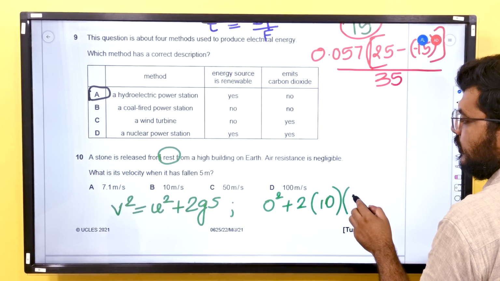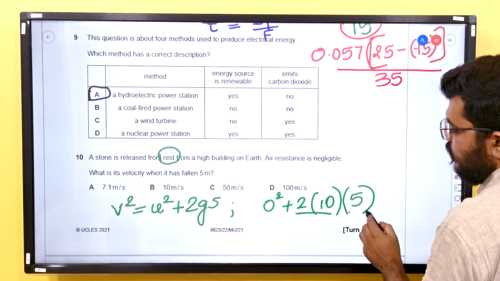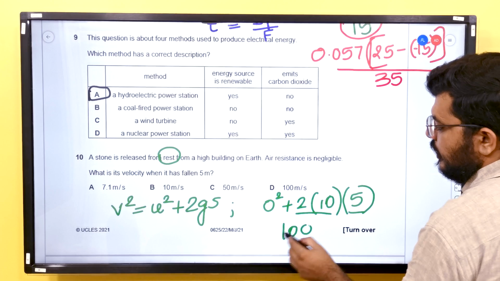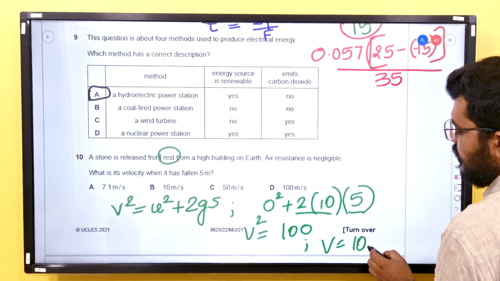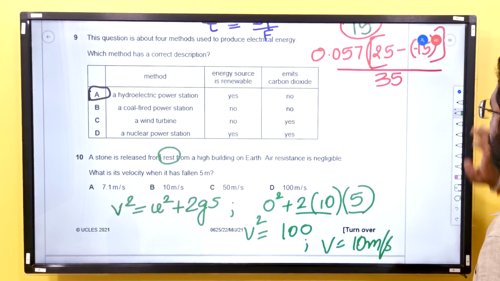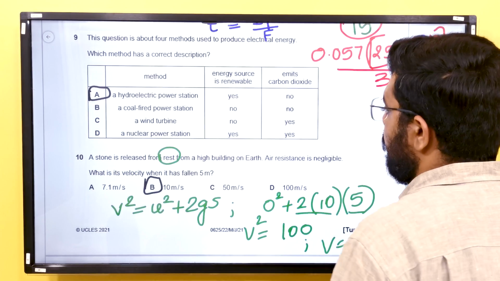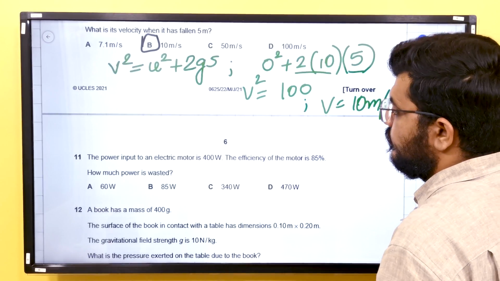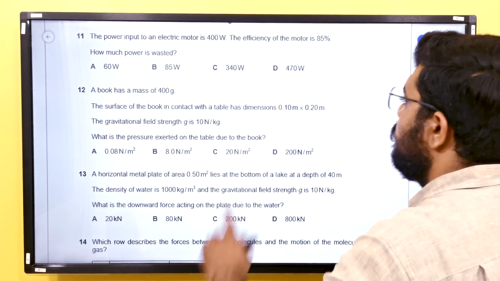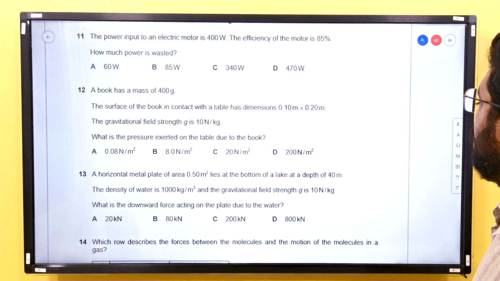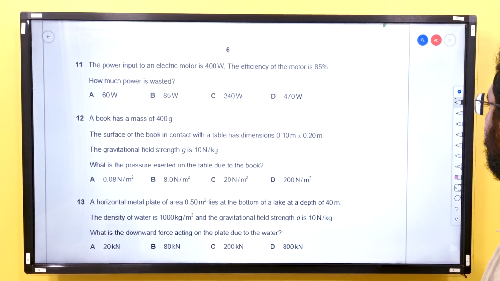What is the displacement? They are saying that the displacement is 5 meter. So 2 tens are 20, 20 fives are 100. Right? So V square is equal to 100, or we can write V is 10 meters per second. Let's find an option. Option B, 10 meters per second is your correct answer. Question number 11. The power input to an electric motor is 400 watt. The efficiency of motor is 85%. How much power is wasted?